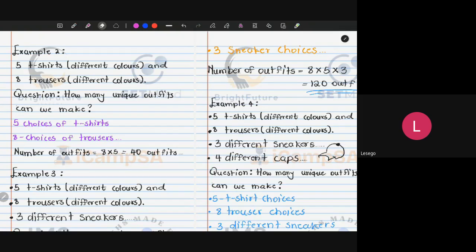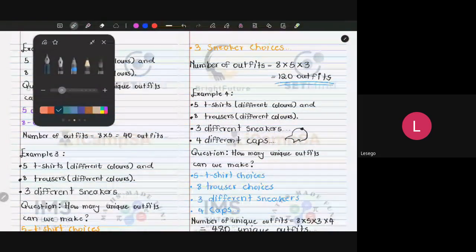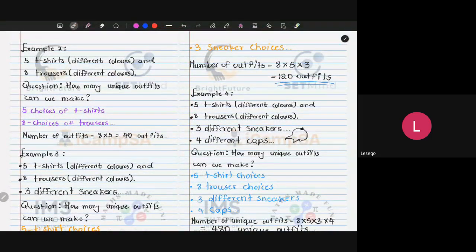This is where we had to use the fundamental theorem, the counting principle's theorem. It states that we have 5 choices of t-shirts and 8 choices of trousers. And all we do, if you go and read what it states, is multiply the number of options that we have for each and every item. So it's 8 times 5, which gives us 40 different outfits. So with 5 t-shirts and 8 trousers, you can form 40 unique outfits.